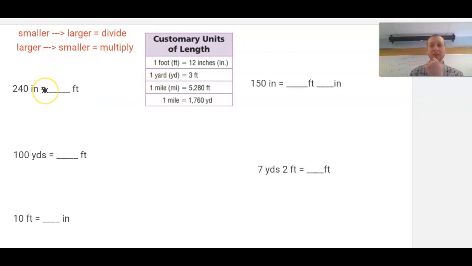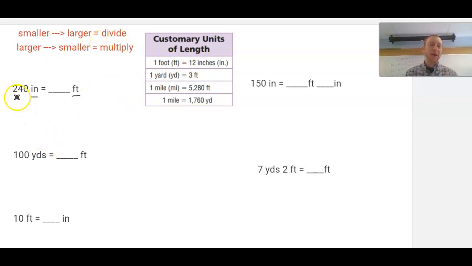So let's look at a couple of these. Let's do it without drawing pictures. Let's just see if we can multiply or divide. So here I got 240 inches equals some number of feet. We're going from inches to feet. Are we going from small to big or big to small? Well, in this case, we're going small to big, right? Inches are less than feet because 12 inches equals a foot. So if we're going from small to big, we're going to divide, right?